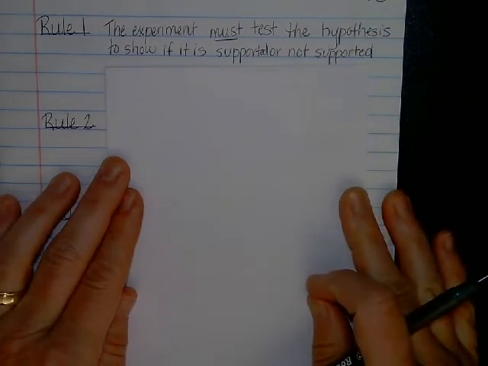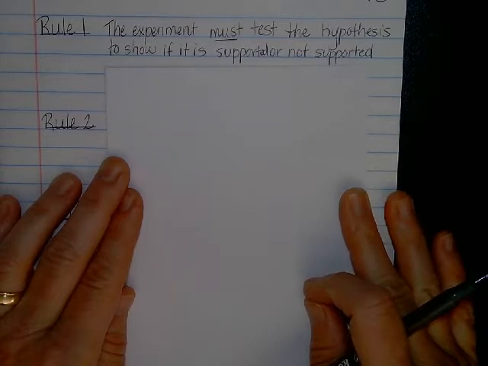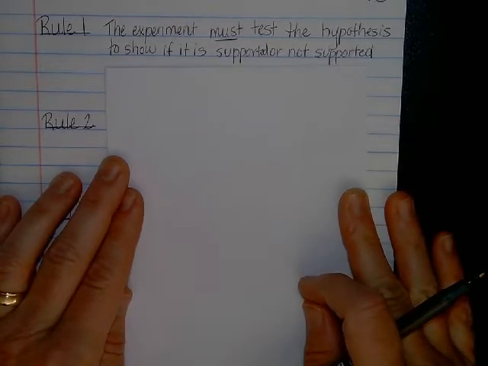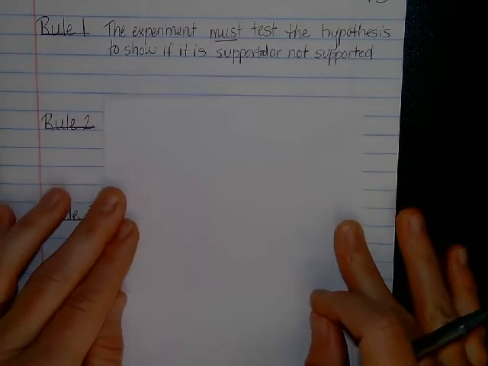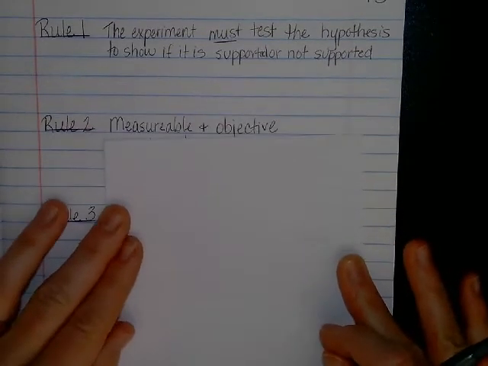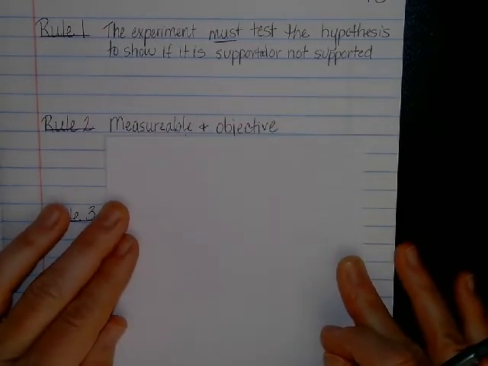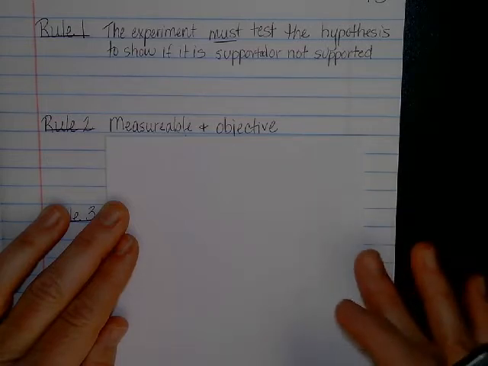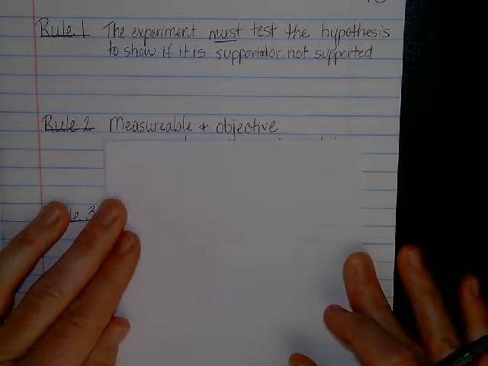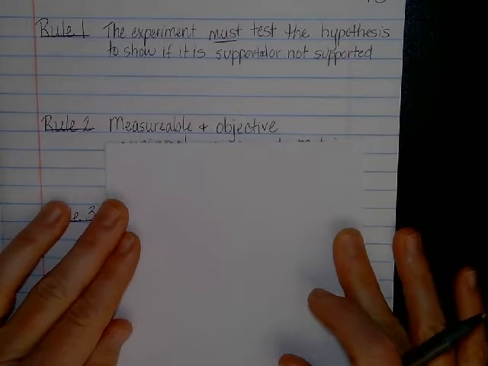Again, it must be on topic. You don't design an experiment just because it's cool and fun. It needs to test the hypothesis. Rule 2 is that your test should be measurable and objective. Remember, if you have nothing to measure, then you don't have a dependent variable. And objective, we'll talk about what that means.